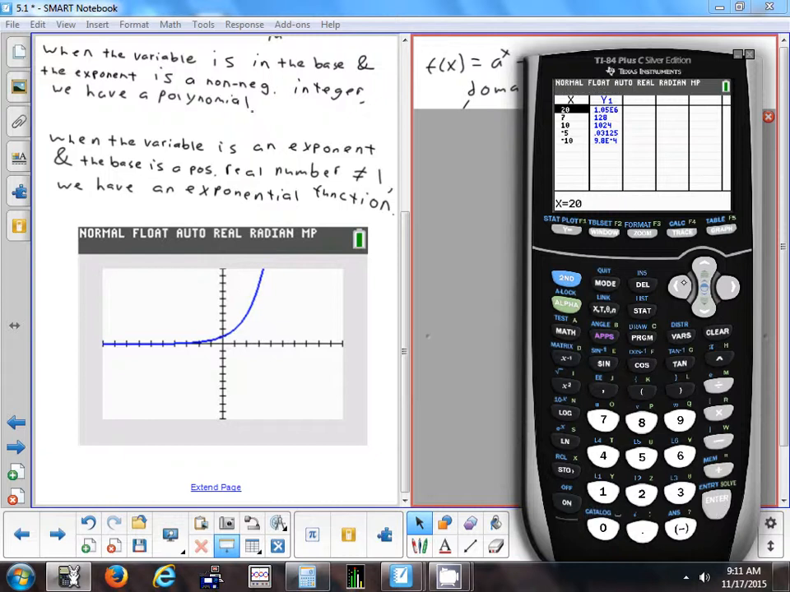So if you try something like -5, you get 0.03. -20, we get 0.000009. So it's getting very close to 0, but it never actually reaches it. What do we call that? It's an asymptote. There's a horizontal asymptote at y equals 0 here.